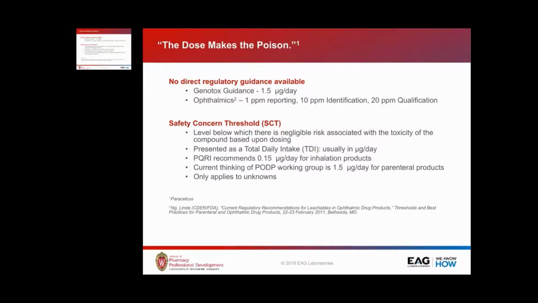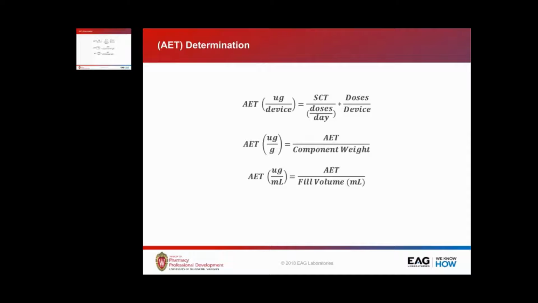So how do we calculate the analytical evaluation threshold? We have the safety concern threshold, but that only applies to how much the patient is getting. Now we need to convert that over to analytically, how low do we have to go? Here you can see the overall equations for converting the safety concern threshold into the AET. To do that, we need to understand, in that container closure system, how many doses there are in a day and how many doses are in the device. Using those ratios and amounts, we're able to generate the equivalent micrograms per device.